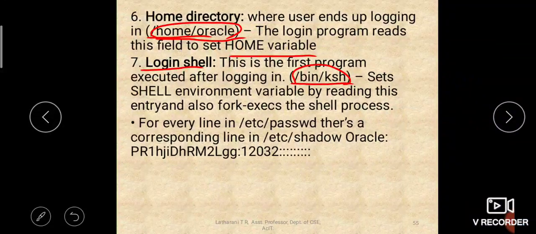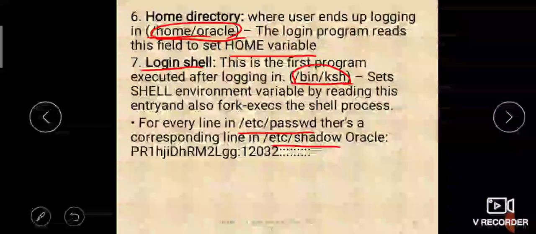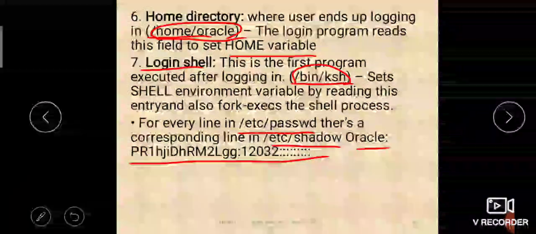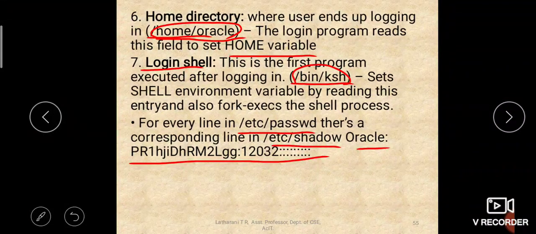For every line in etc password, there is a corresponding line in the etc shadow. Okay, so for any user's entry which is made in the etc password, the corresponding entry will be there in etc shadow, because the shadow file stores the encrypted version of the password. Here that entry will be like this: Oracle, some encrypted password, some other contents. So for the Oracle user, the corresponding entry is this one, where the encrypted password is stored.